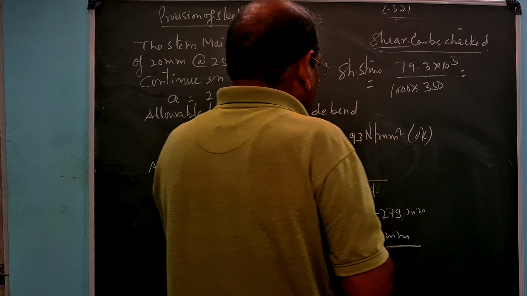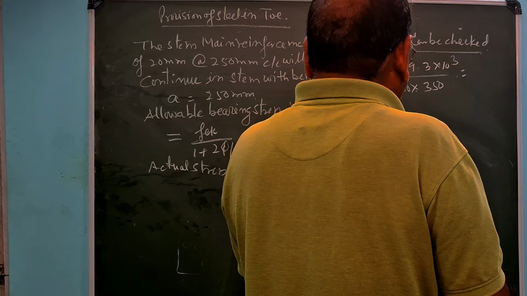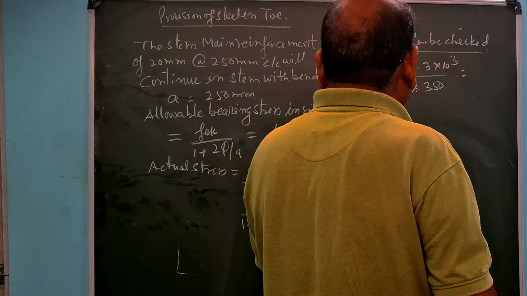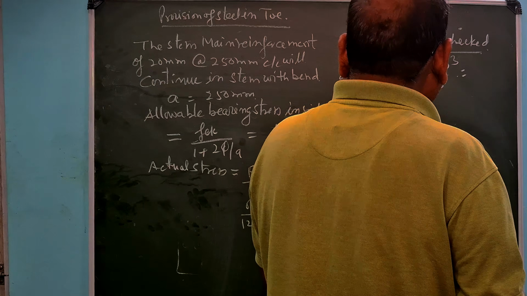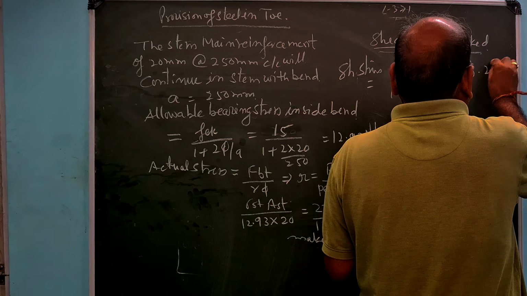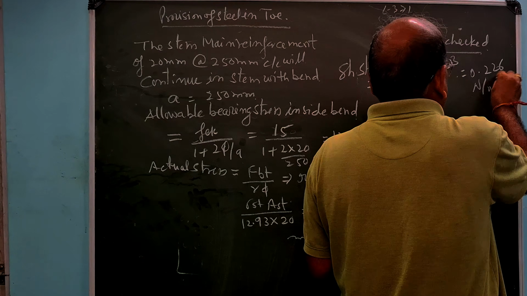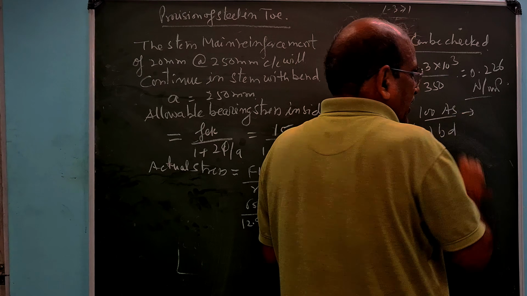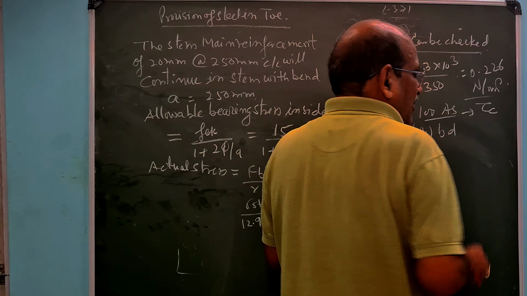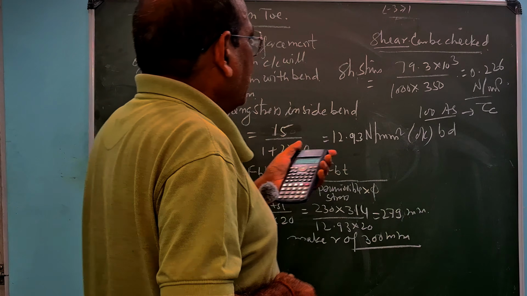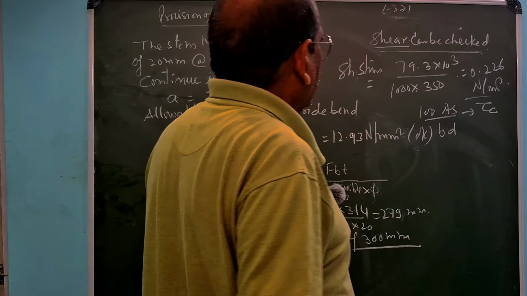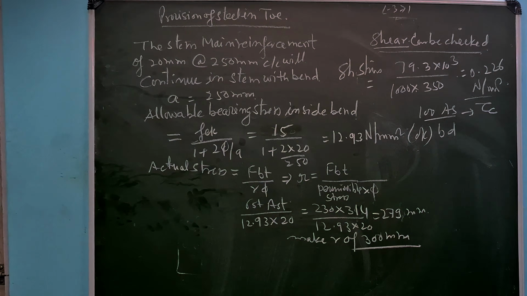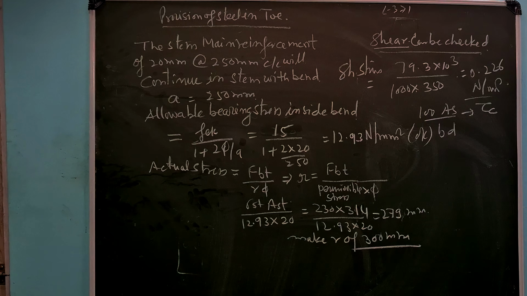This is your 17.3 divided by 350. This is coming very much 0.226 Newton per mm square. 100 AS by BD you can find out. So corresponding you go find out tau C. You will find out the tau C. 100 AS by BD, you can find out the tau C. So you can find out the tau C also, and you can compare. Tau C is sufficient, so need not provide any shear reinforcement.